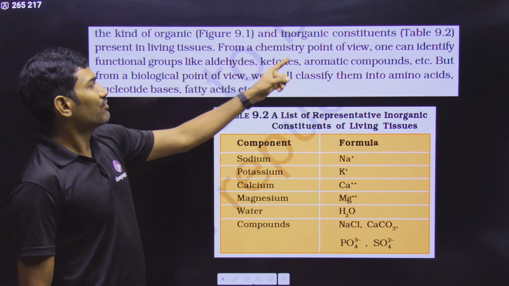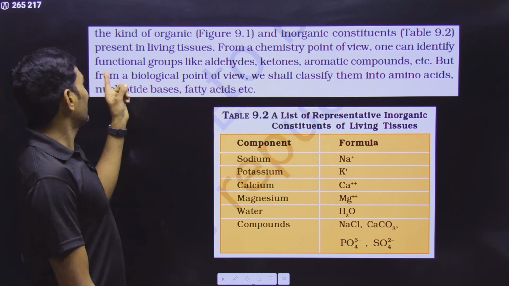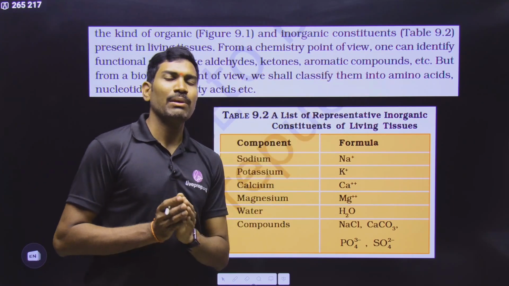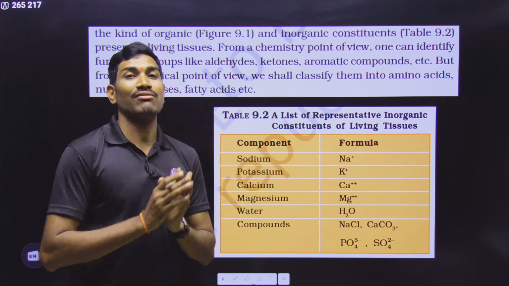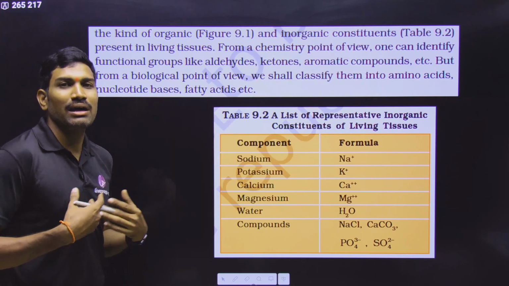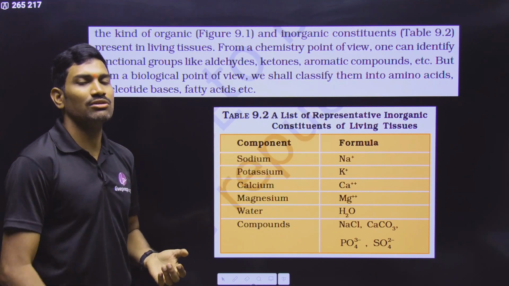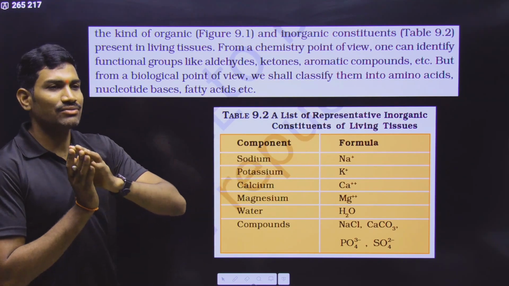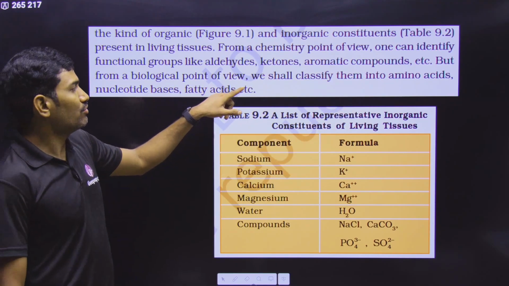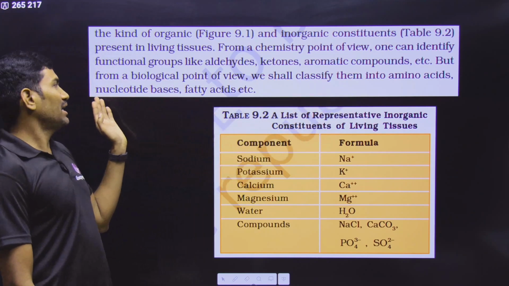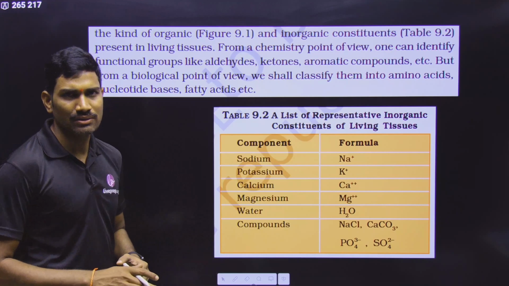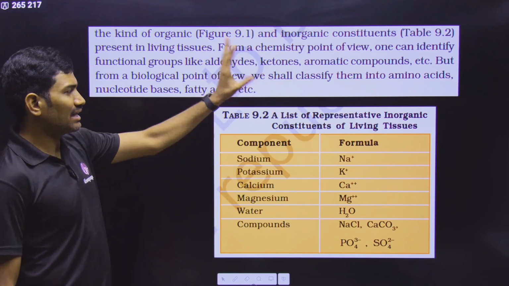Okay, next one. From a chemistry point of view, one can identify functional groups like aldehydes, ketones, aromatic compounds, etc. Mainly in chemistry, they will focus on what functional groups are present. But from a biological point of view, as biologists, we are not focusing on just functional groups. As a whole molecule, we are classifying and then separating them. So from the biological point of view, we shall classify them into amino acids, nucleotide bases, fatty acids, sugars. Likewise, according to our requirement, we are classifying like this.